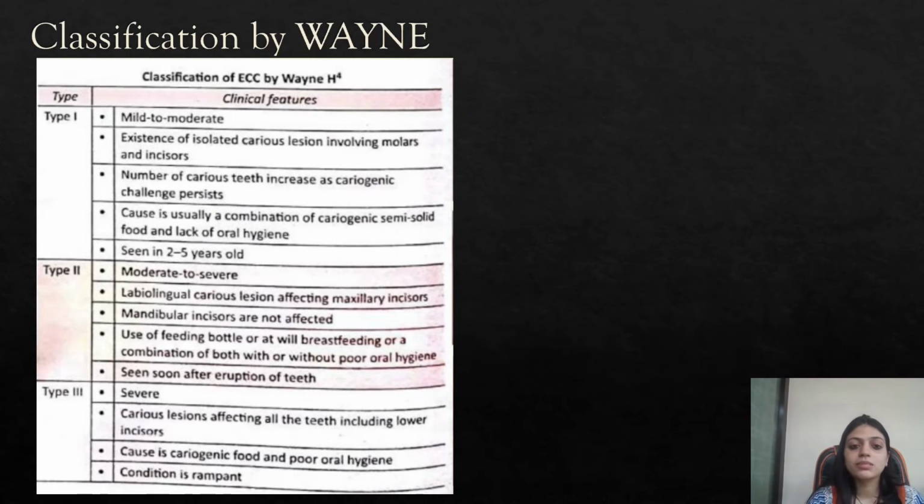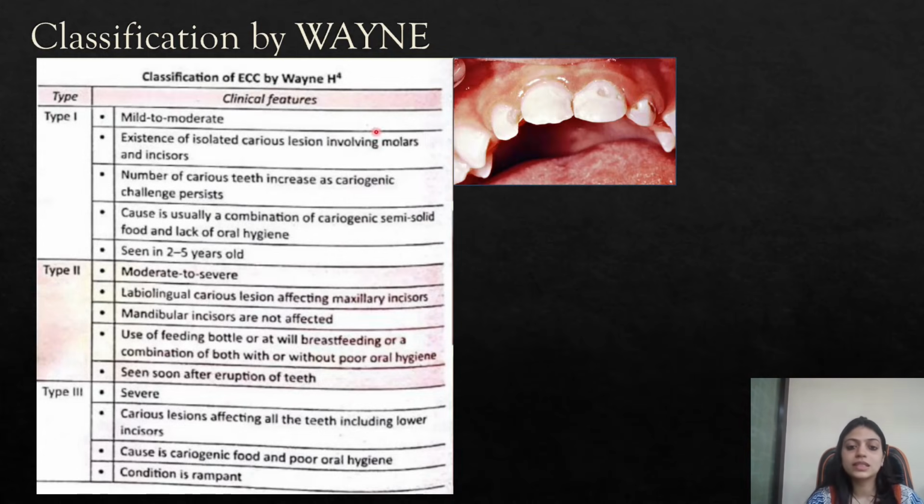Now the classification by Vinay. The classification includes three types. Type 1 is mild to moderate, type 2 is moderate to severe, and type 3 is severe ECC. So type 1, let's have a look. Mild to moderate is the existence of small isolated lesions involving incisors and molars. The number of carious teeth increases as the cariogenic challenge persists in the oral cavity, and this is seen usually at the age of 2 to 5 years.